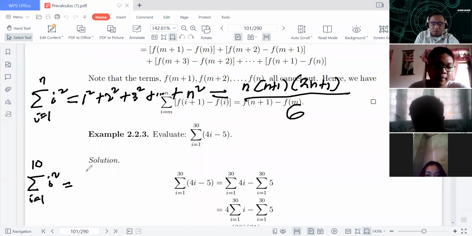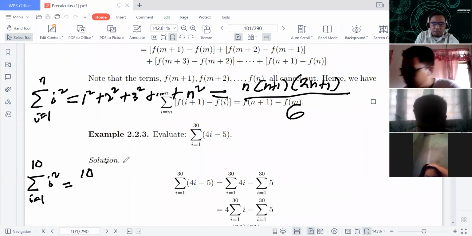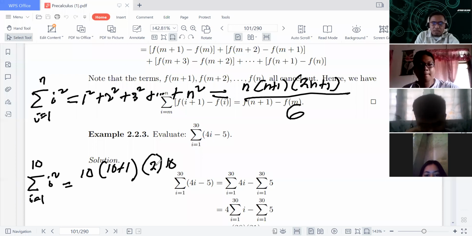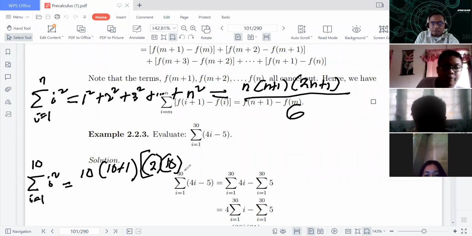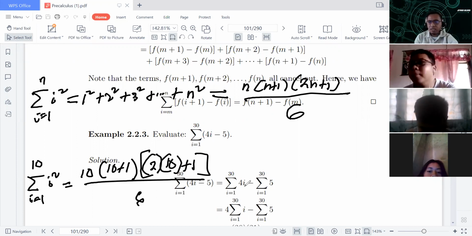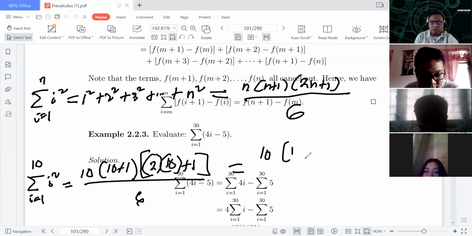So in this case, it will now be 10. This is your n, right? So it will be 10, and you will have here 10 plus 1. You will just substitute your n here. It will be 2 times 10 plus 1, all over 6. And if you continue this, it will now be 10 times 11 times 21, right?